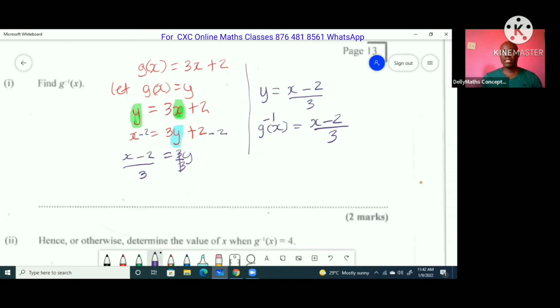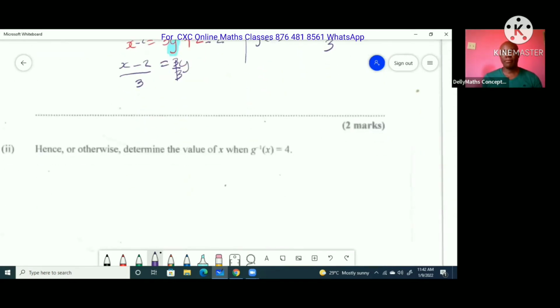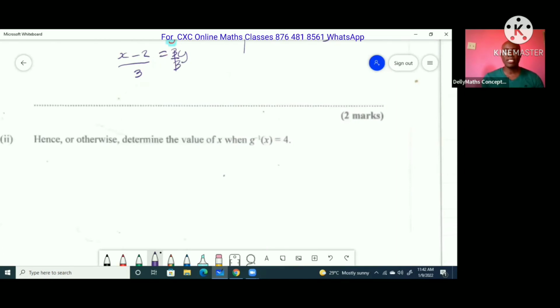All right, let's go further to see what we have. Now, the question says, hence or otherwise. So this is a very powerful statement. Hence means that I could use my response. In other words, hence is saying that since the inverse of g of x is x minus 2 over 3, you can use this to solve the problem. So in other words, the question is, what value could come here? And when it's worked out, I get 4 for my answer. That's what this is saying.